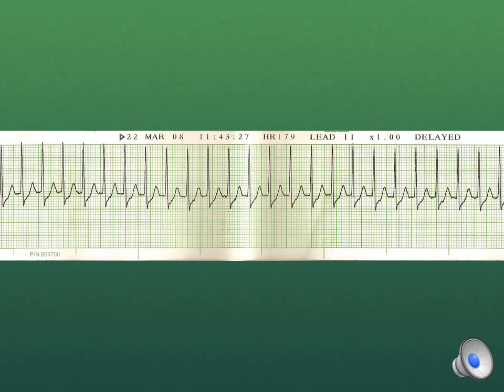All right, here we have an example of another, let's see, rate of about 150. We have narrow complexes. It is regular. So that's the rate up on the top there. It says 180. The complexes are regular with narrow QRS complexes, and we have no really discernible P waves. We do have a T wave with every QRS. So we're just going to call this an SVT.